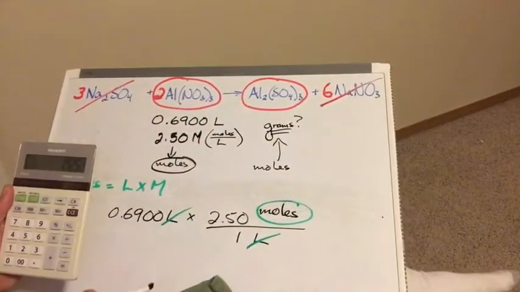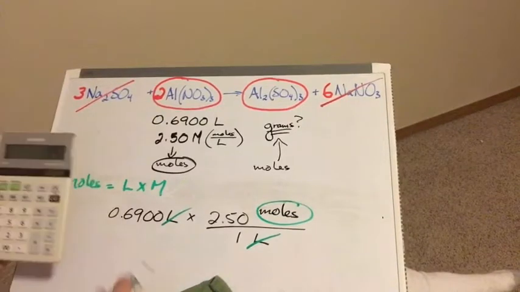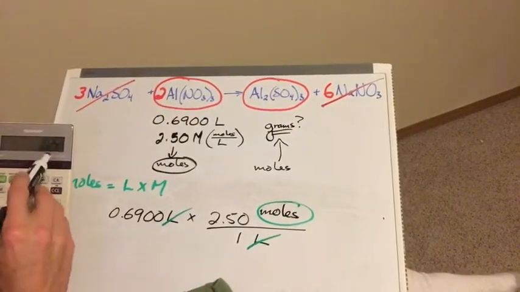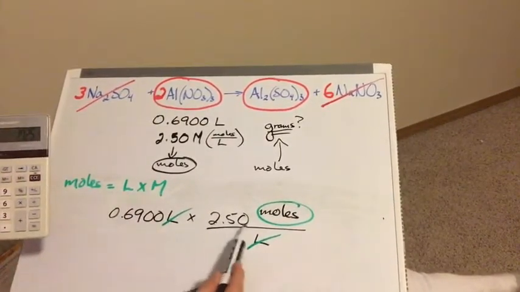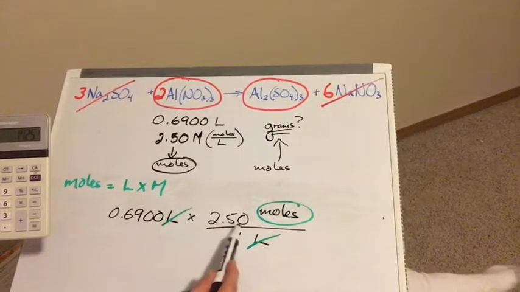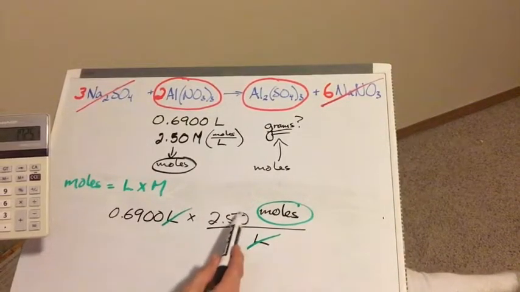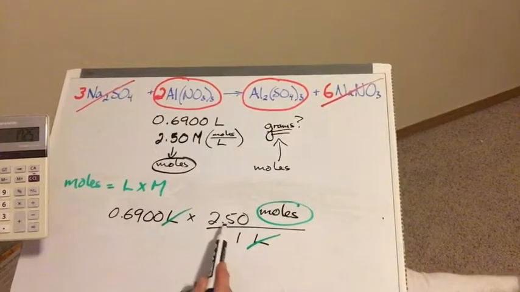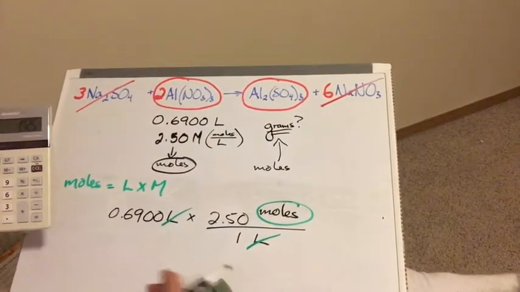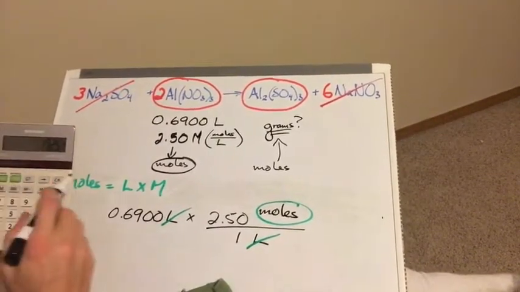Okay, my calculator came up with 1.725. That's 4 significant figures. The least amount of significant figures in our question is 3, in 2.50. The 0 on the right always is significant if there's a decimal. So I'm going to keep 3 of those significant figures.